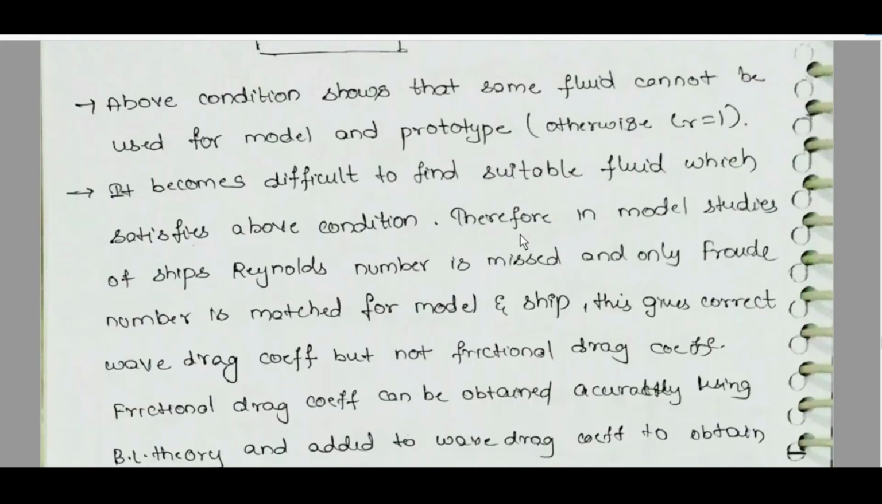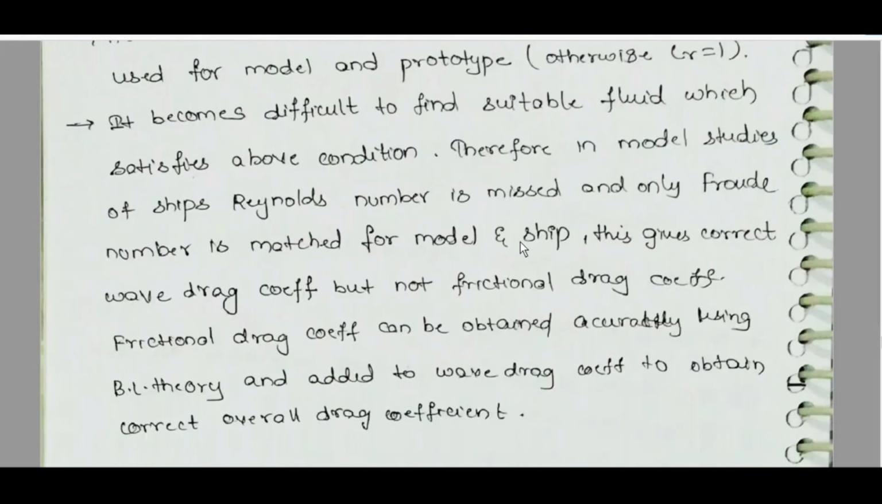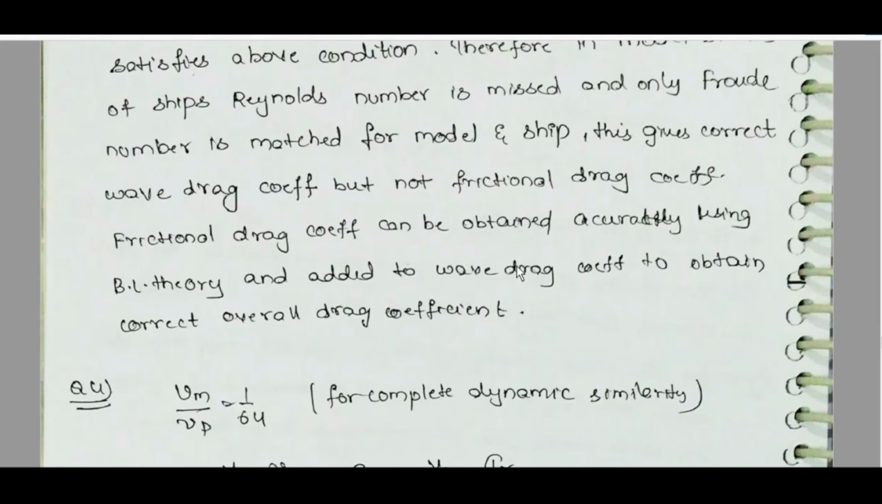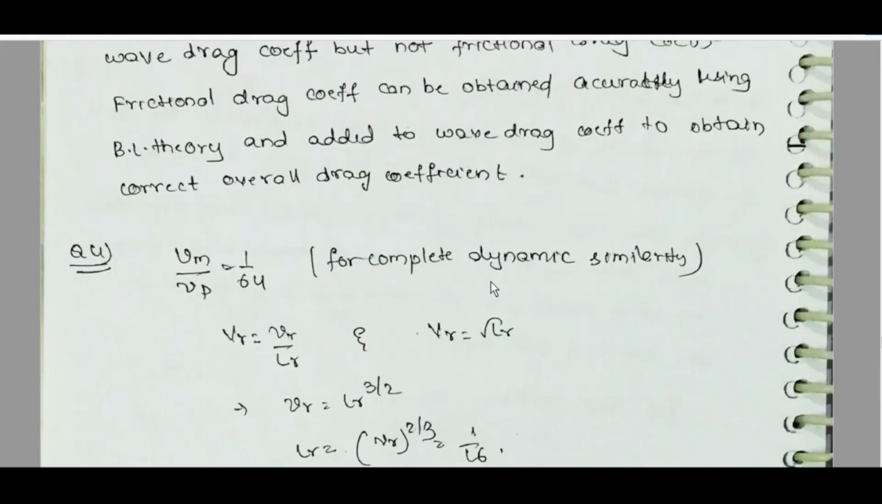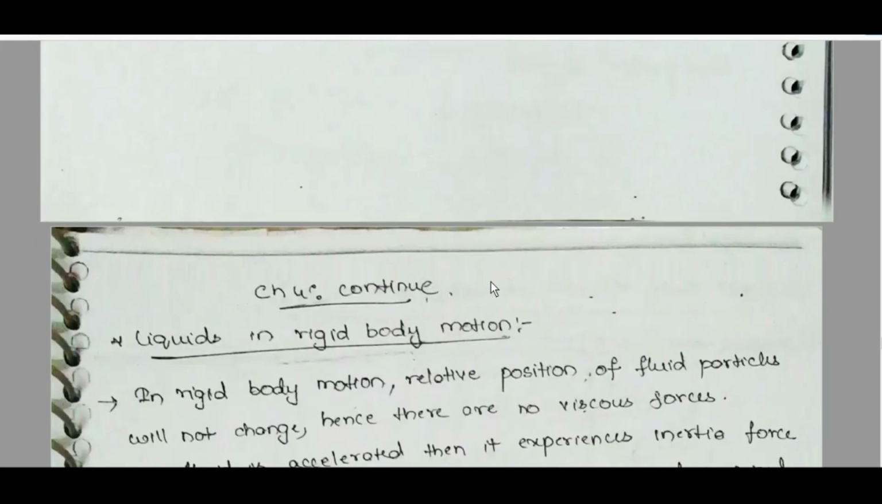It becomes difficult to find a suitable fluid which satisfies the above condition. Therefore, in model studies of ships, Reynolds number is missed, and only Froude number is matched for model and ship. This gives the correct wave drag coefficient but not the frictional drag coefficient. Frictional drag coefficient can be obtained accurately using boundary layer theory and added to the wave drag coefficient to obtain the correct value of overall drag coefficient.